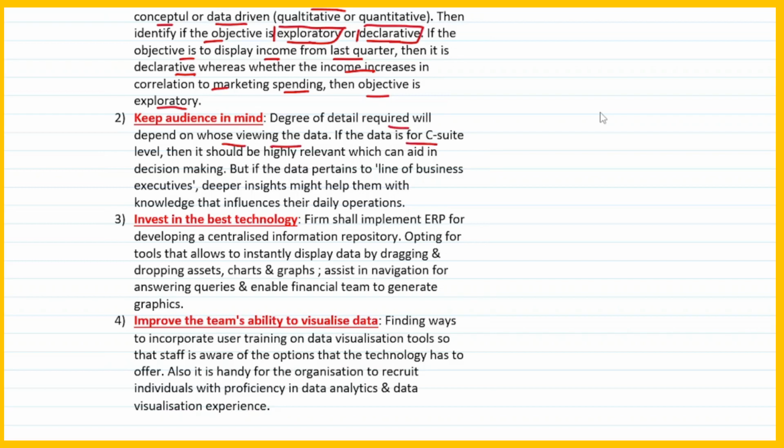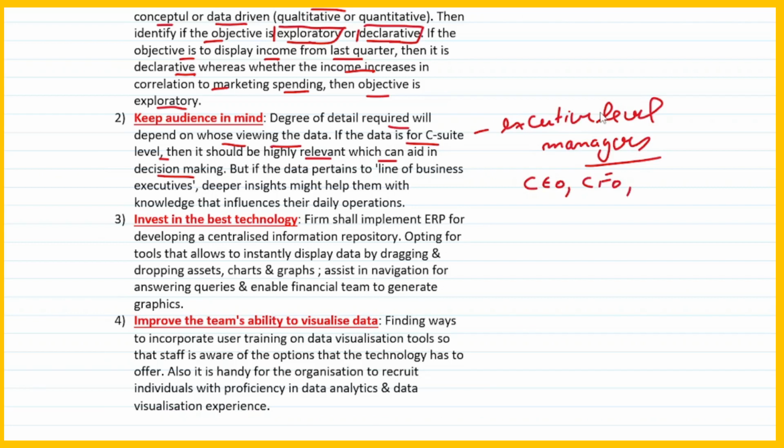If the data is for C-suite level, then it should be highly relevant, which can aid in decision making. Okay, let's understand what C-suite is first. C-suite is basically people who are of executive level. When you talk about executive level managers, these people are generally called C-suite level people, right? Now, who all can be executive level? Since it says C, you can say a CEO, that is a chief executive officer, CFO, that is chief financial officer, or COO, for example, chief operating officer. So they all are C-suite level people, right?